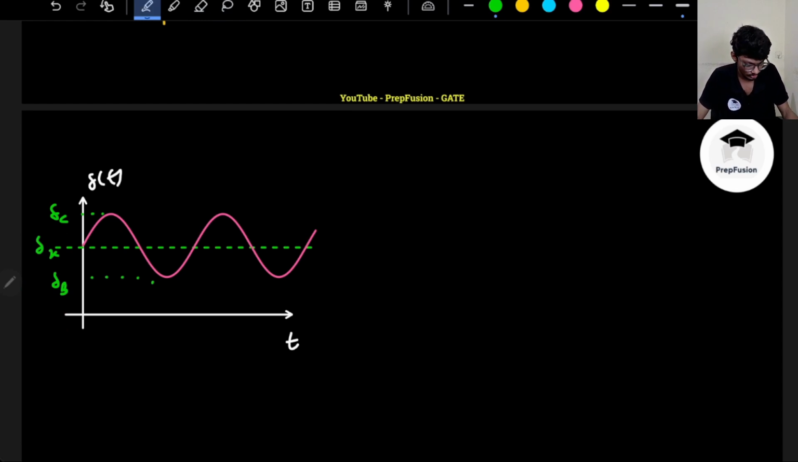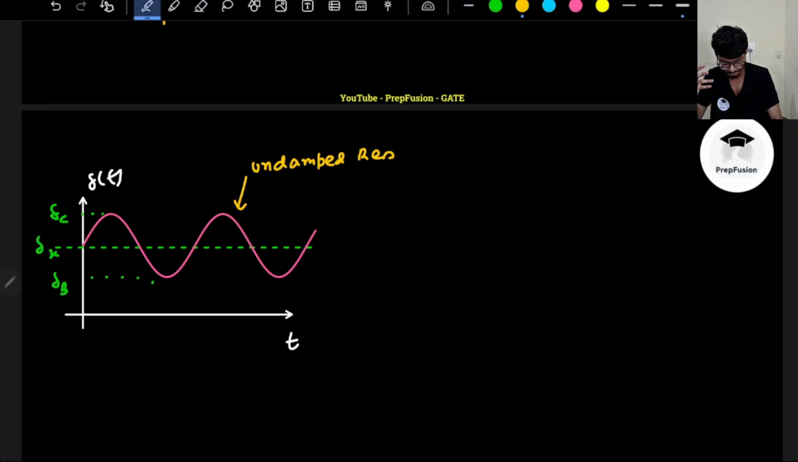So it will just oscillate about this point. If no damping is provided, it is just like an undamped response.